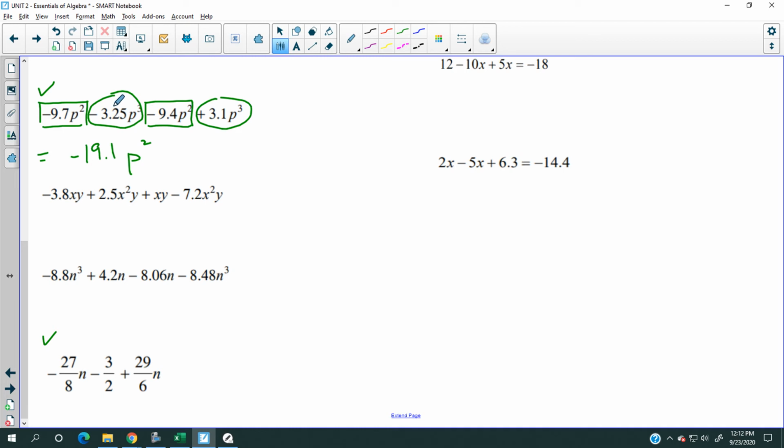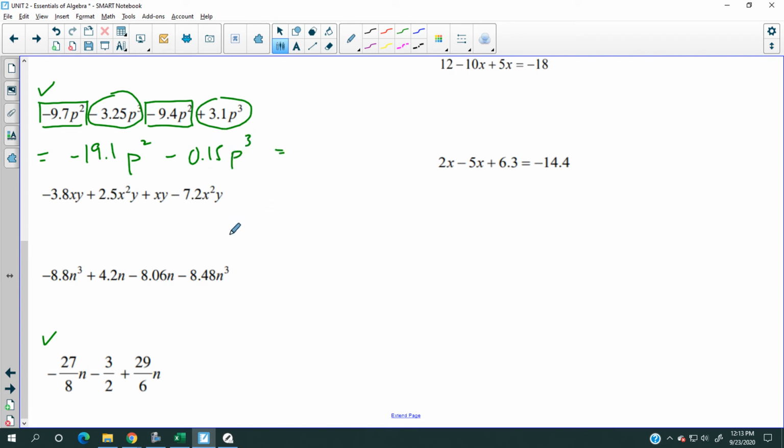Let's take care of the p to the third. That's negative 3.25 plus 3.1. By the way, if you're still using a TI-34 calculator, there's a minus sign and then there's a negative sign. The minus sign is all the way on the right, next to all the other operations. The negative sign is all the way at the bottom in parentheses, just so you know. So there you go, that's the simplest form.